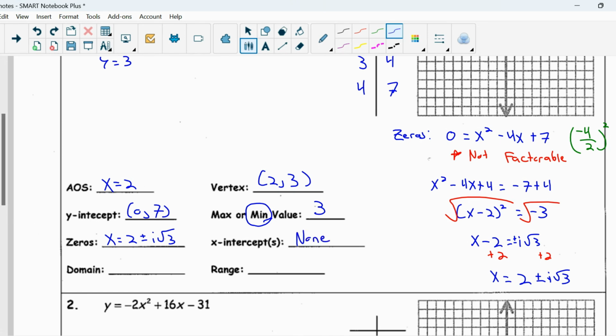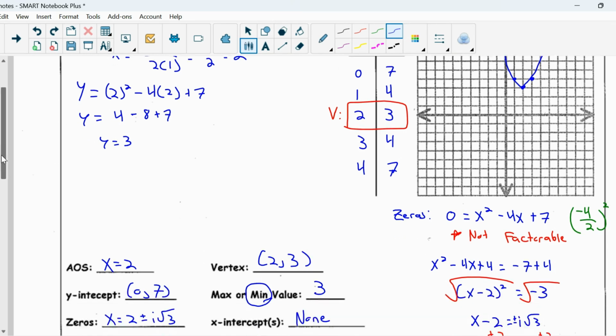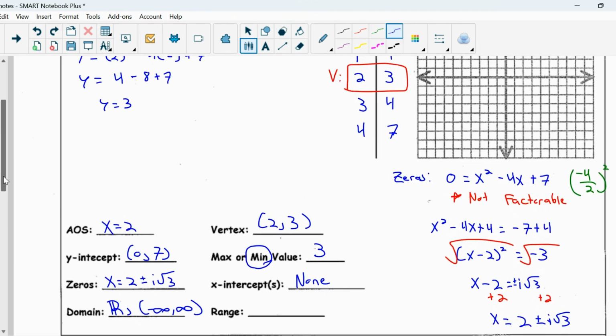Then your guys' favorites, domain and range. As you can tell with this graph, if we're looking at domains or x values, we continue in both the positive and negative direction forever. Although we are becoming more vertical, it still slightly heads more negative and slightly heads more positive forever. So our domain, you could write this as all real numbers, or in interval notation, negative infinity to infinity. Our range is slightly different.